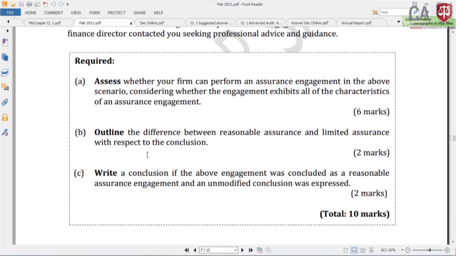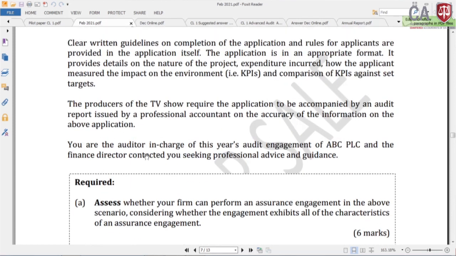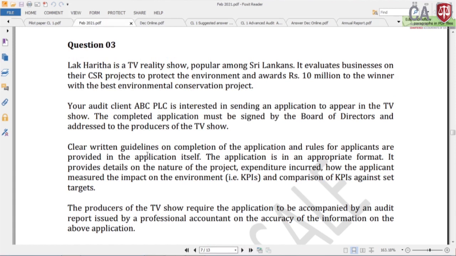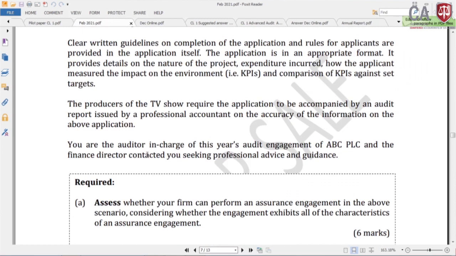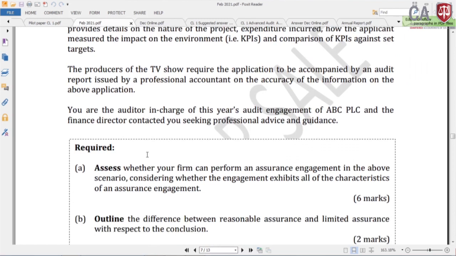You could see this is your practical application, your theory in a practical case scenario. It's a real example that audit firm partners face. Similar types of cases are given in the examination. Therefore, definitely this type of question would come in your examination as well.